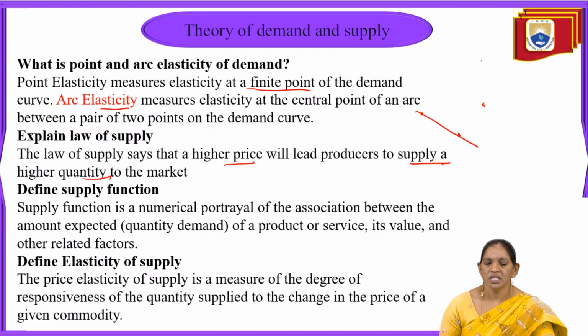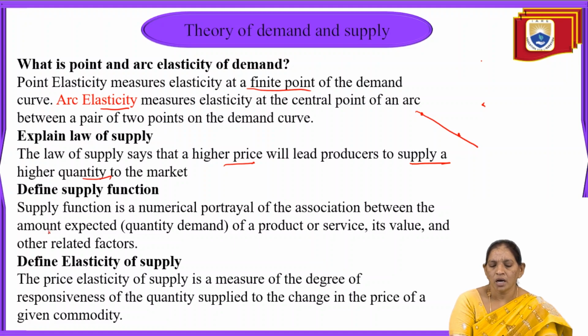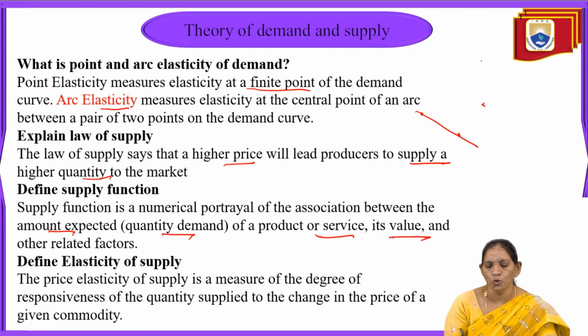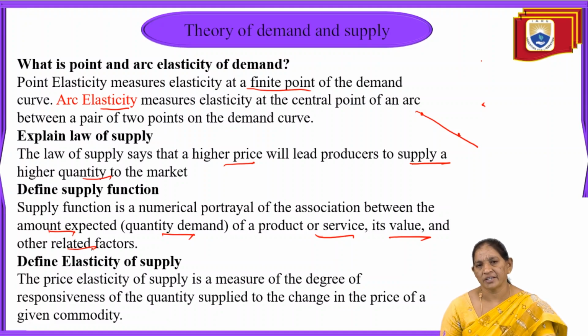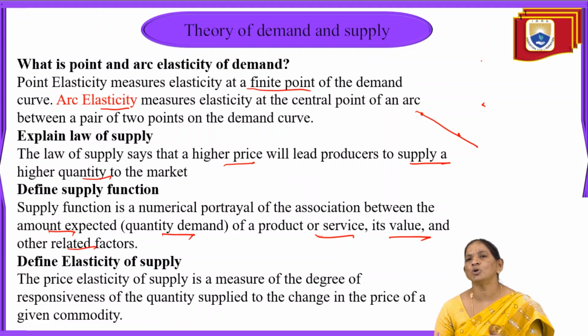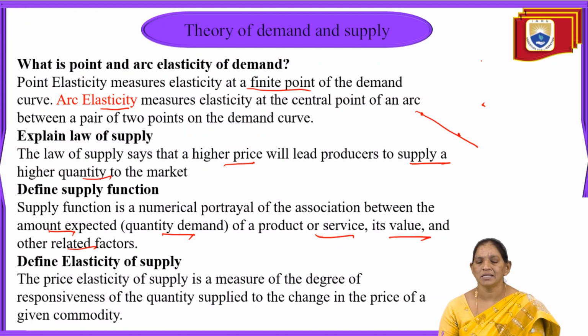Define supply function. A supply function is a numerical portrayal of the association between the quantity of a product or service and its value and related factors. The supply function states how the quantity supplied of a certain product is affected by its factors. The factors of supply may be the demand for a product or service, its value, or other related things. Relating the change in the quantity in the market to its internal factors, we call the supply function.